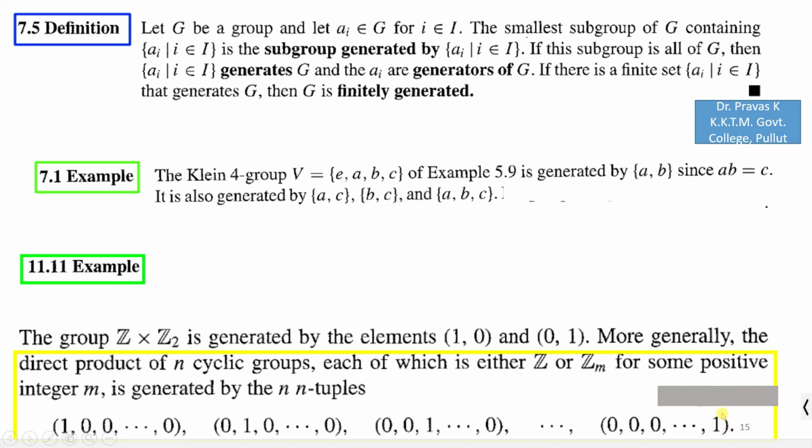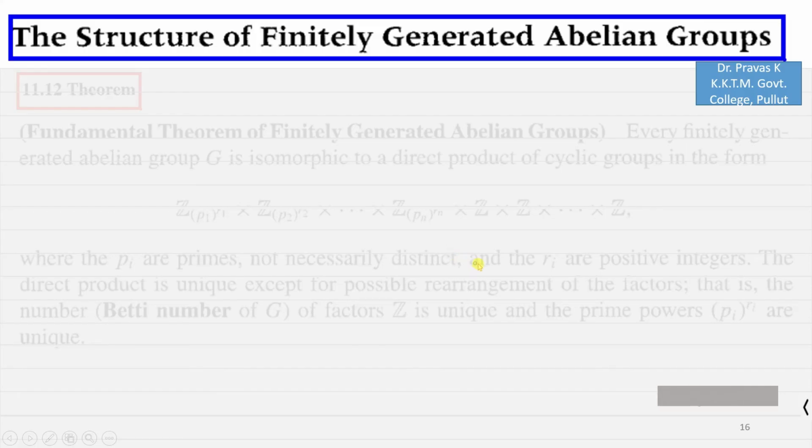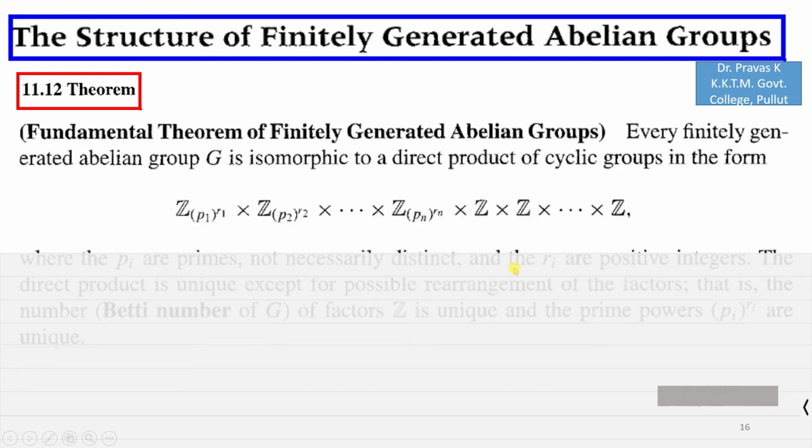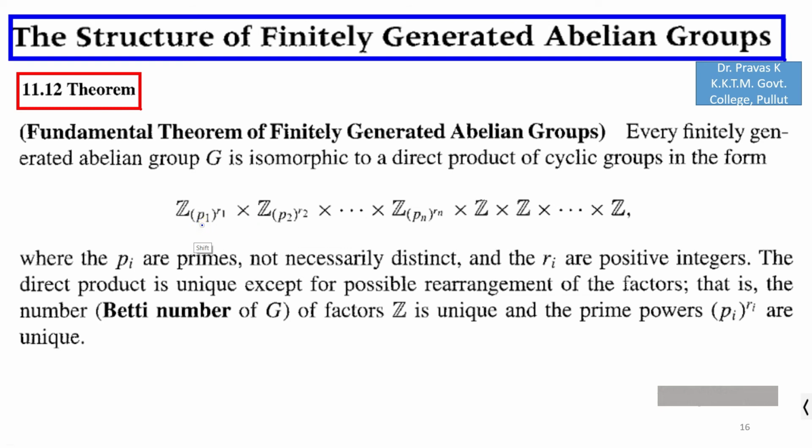and (0, 0, 0, ..., 1). Now this takes us to a new theorem on the structure of finitely generated abelian groups. Theorem 11.12 says that every finitely generated abelian group G is isomorphic to a direct product of cyclic groups in the form Z_{p1^r1} cross Z_{p2^r2} cross etc. cross Z_{pn^rn} cross Z cross etc. cross Z. Here all these p's, that is p1, p2, etc. pn, are primes, not necessarily distinct, and all the r's, that is r1, r2, etc. rn, are positive integers. Now this direct product is unique except for possible rearrangement of the factors.